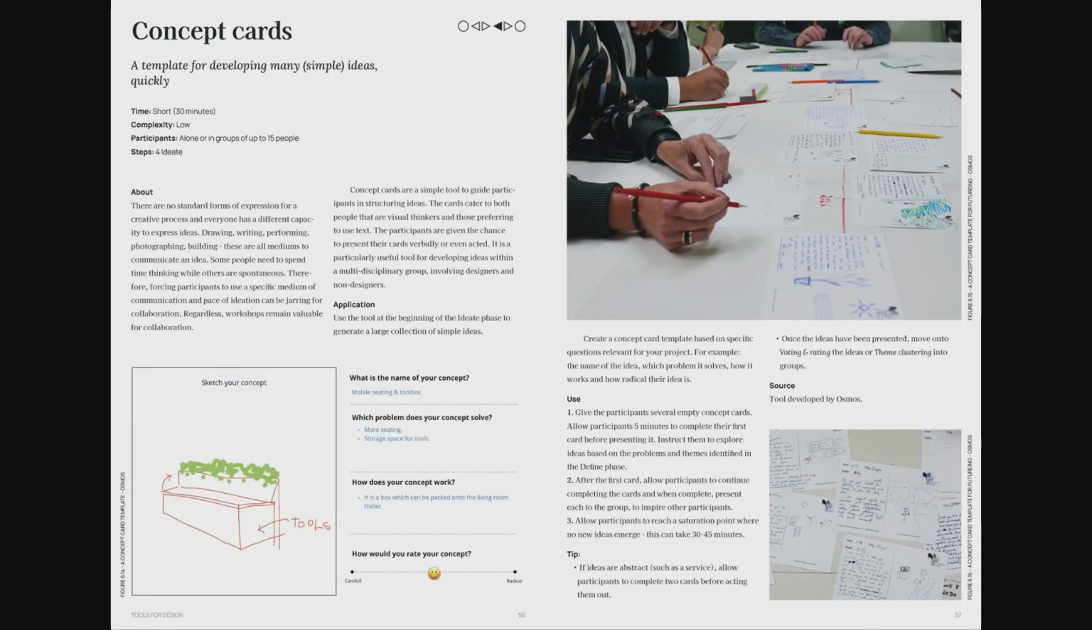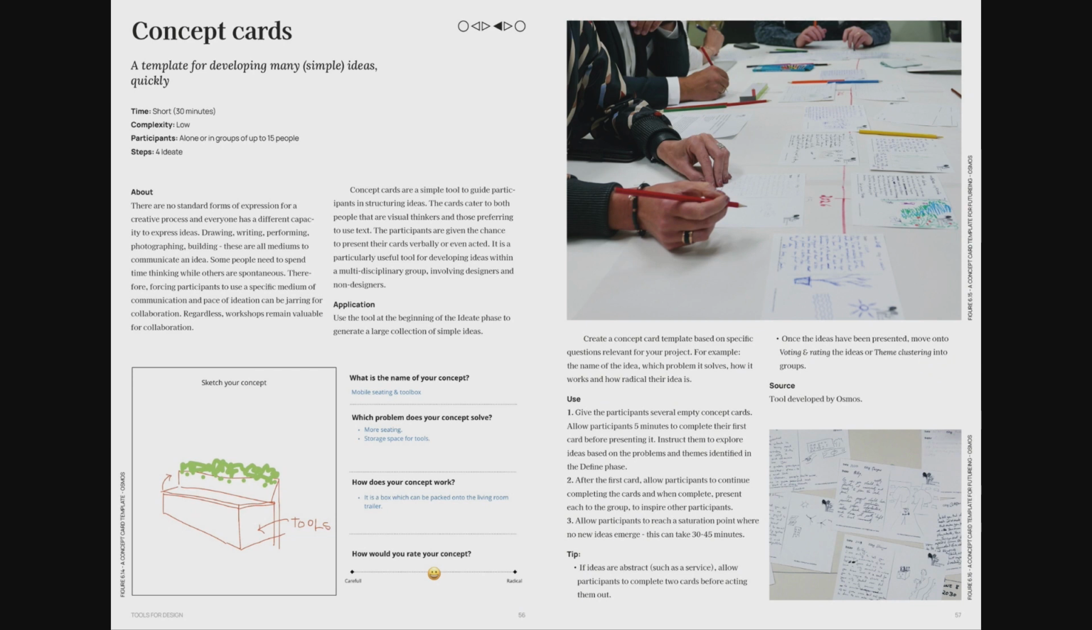Then we also have concept cards. And concept cards are actually very handy because not everybody knows how to come up with an idea or how to describe an idea. So a concept card allows you to sketch out your concept, your idea. So you ask people, for instance, during an ideation session, well, please start describing your idea.